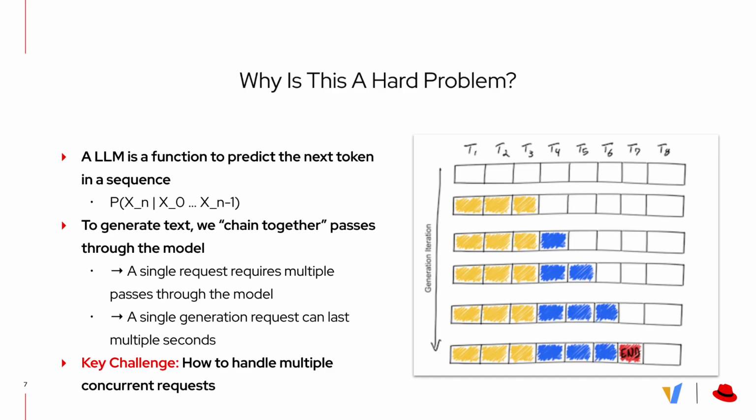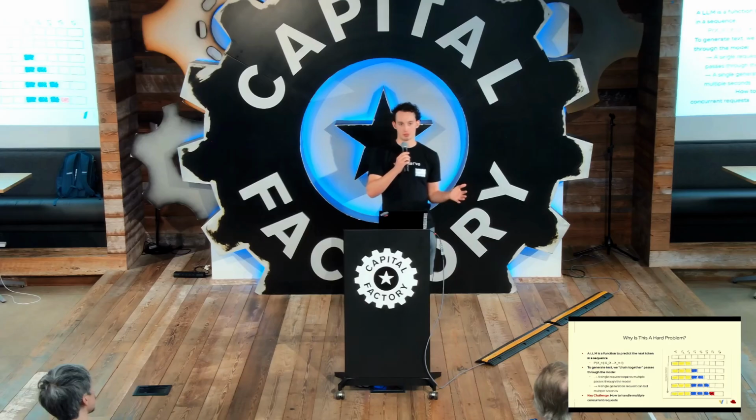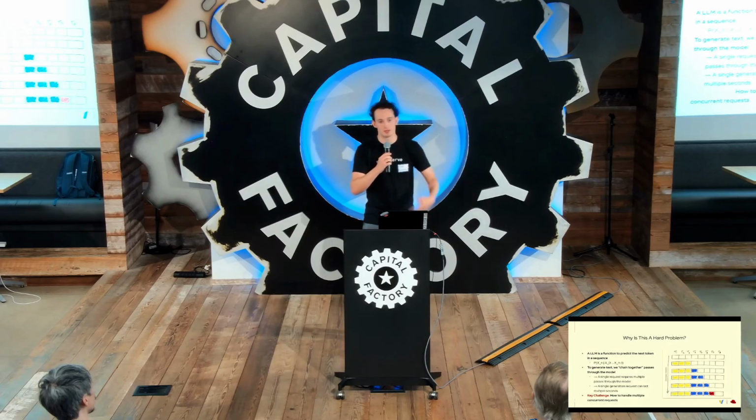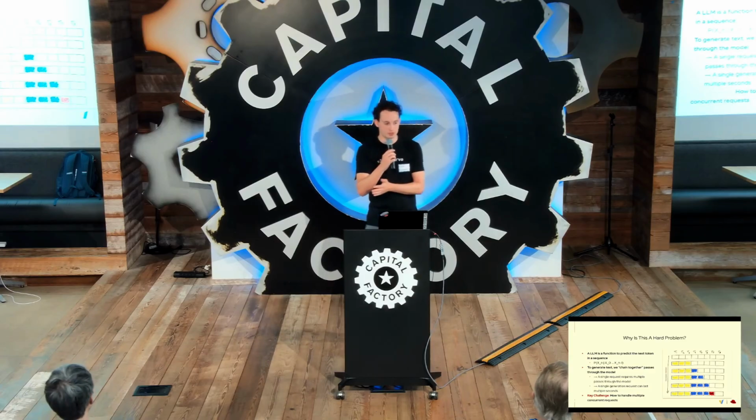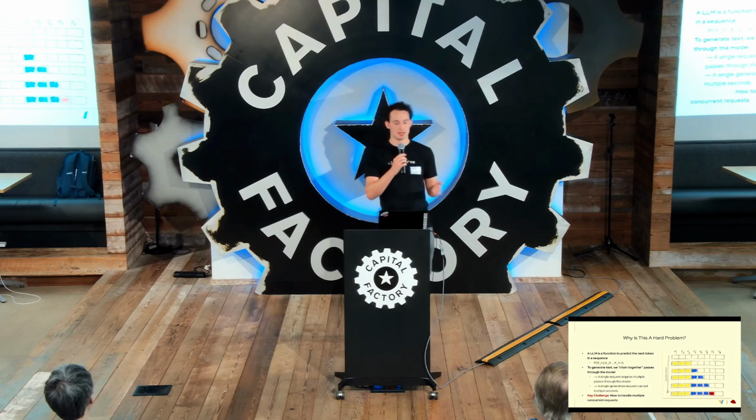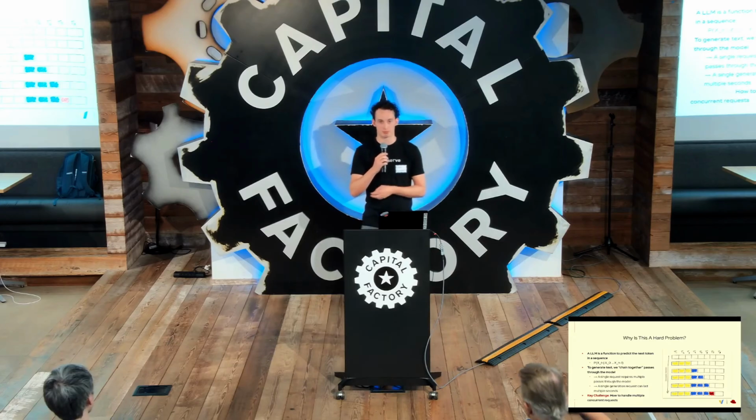So why is this hard, right? Why do we need something like vLLM at all? Why can't we just spin up a model with a few lines of PyTorch code on our own laptop? So an LLM at its core is a function that predicts the next token given all the previous tokens in a sequence, right? And so to generate a bunch of text, we chain together a couple of forward passes through the model, right? And so a single request will require multiple passes, and it might last for even a few seconds, even though each forward pass is on the scale of milli or even microseconds at this point.